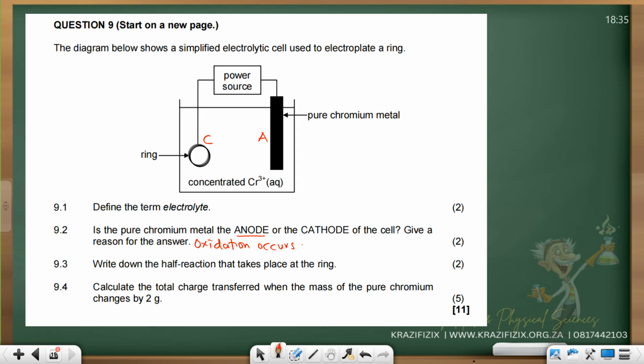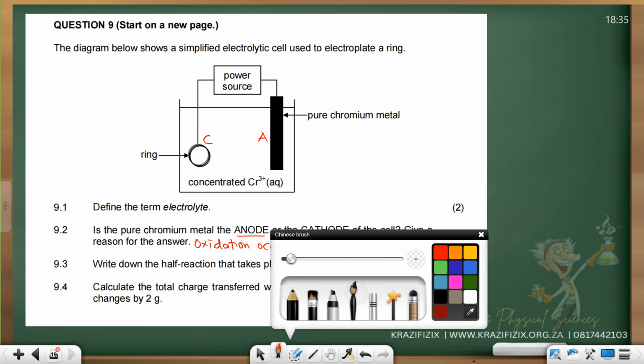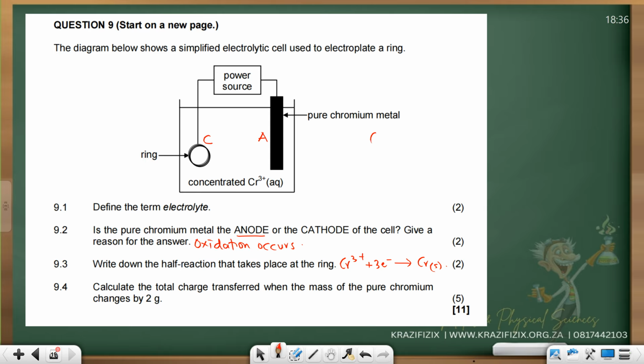Write down the half reaction that takes place at the ring. At the ring, a solid must be formed. So it's chromium 3+. Cr3+ plus 3 electrons gives us chromium, which is a solid. Calculate the total charge transferred when the mass of pure chromium changes by 2 g. First thing is, what is the formula for Q? Q equals n Q e. You start from there. Do I have the number of electrons? No. How do I get the number of electrons?